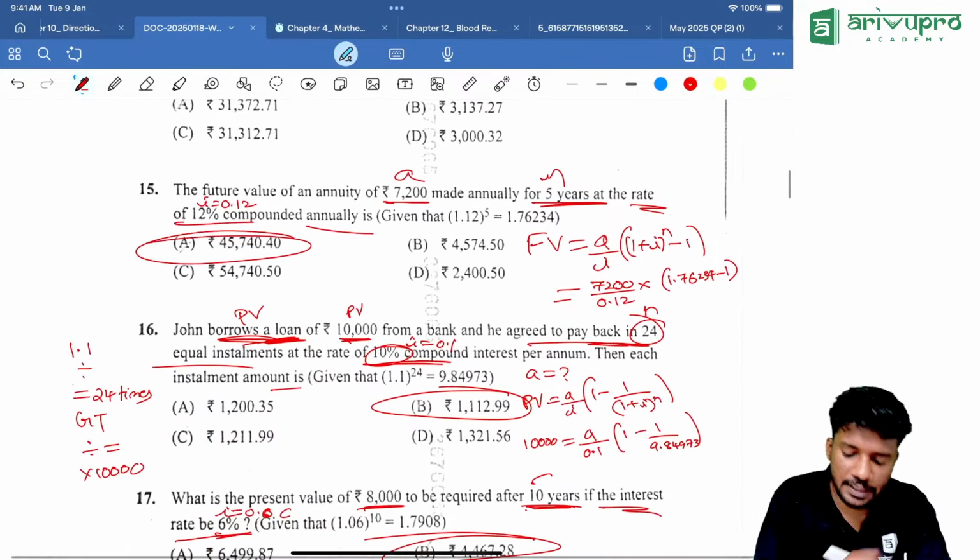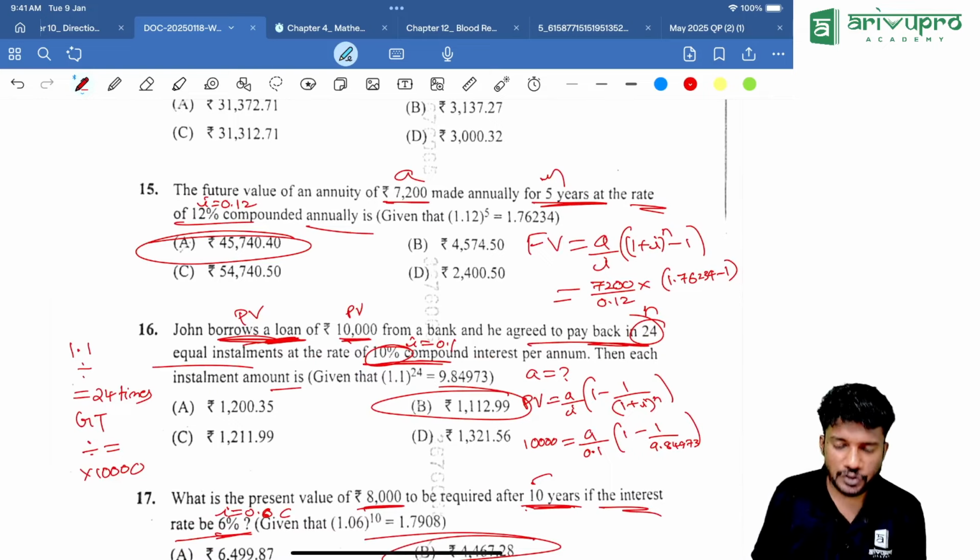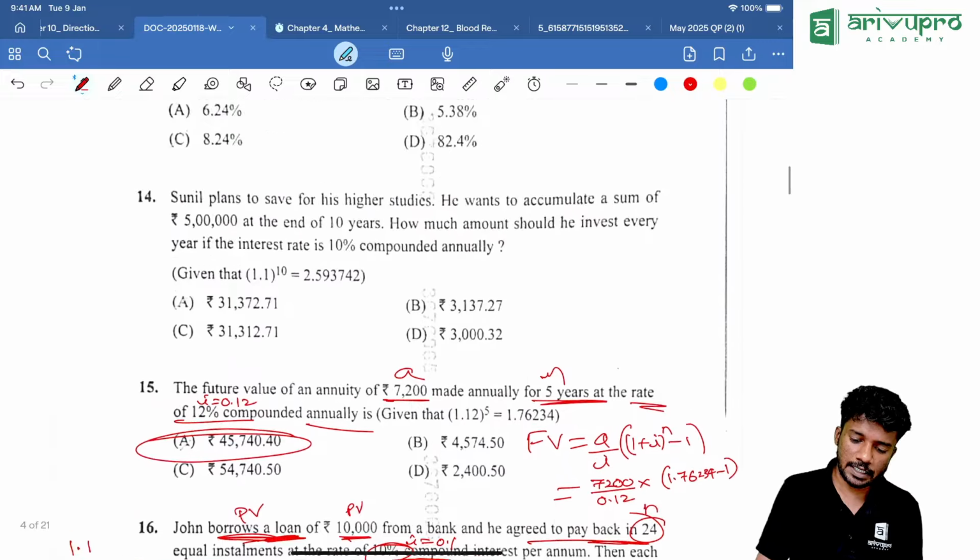Option A is the answer, 45,740.4. Okay, understood everyone? Yes. Anyone is having doubt over this? No, right? Yes. Next one.